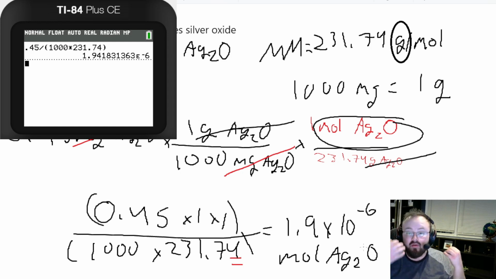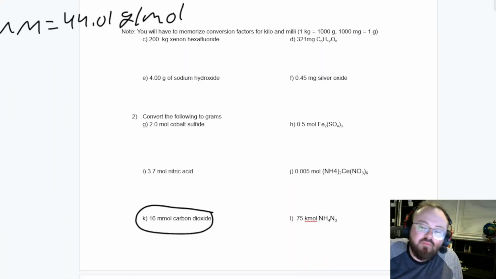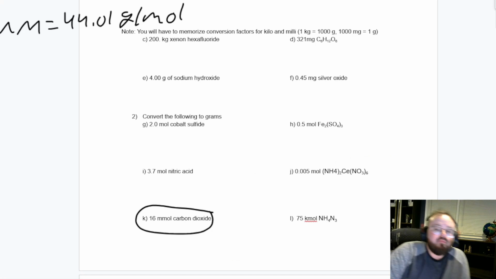What about if I'm going from moles into mass? So let's do one quick example with that, because by now it's the same thing. But we just have to do a little bit of conversion sometimes. Alright, so let's go bottom page 5 here, question 2, which is going from moles into grams. Let's do letter K here. I picked letter K because we already found the molar mass of carbon dioxide. We've done it now 3 times.